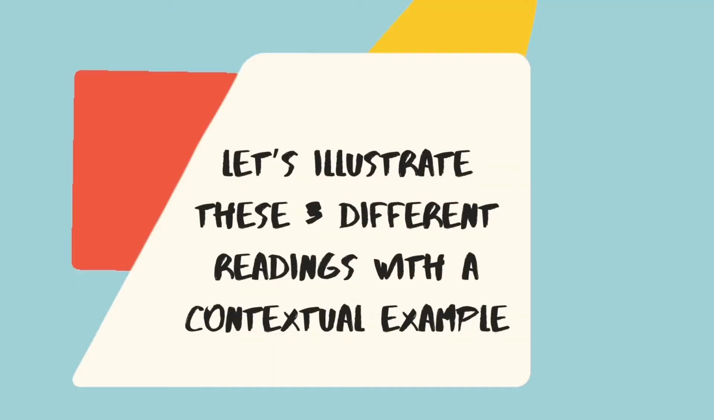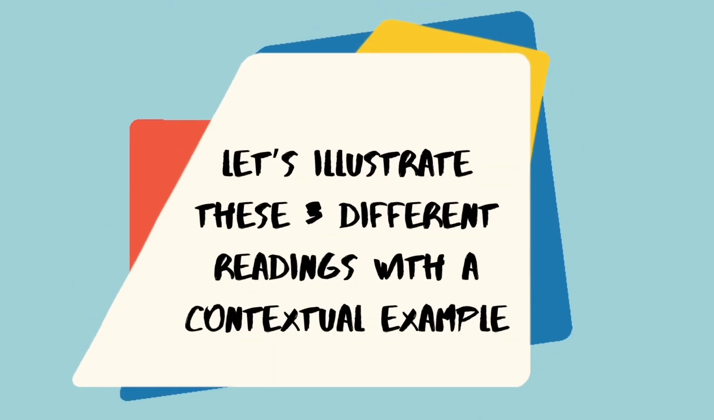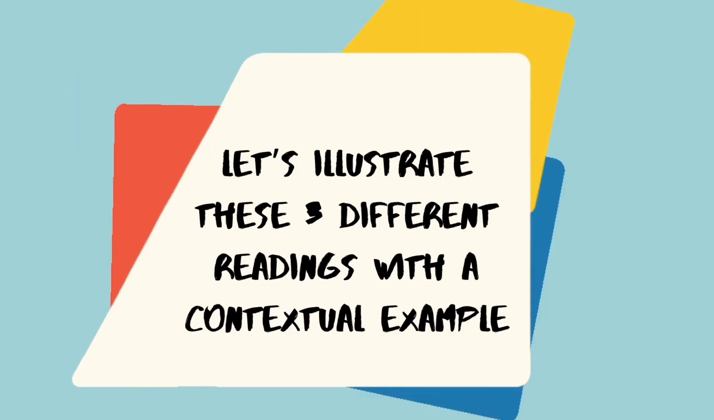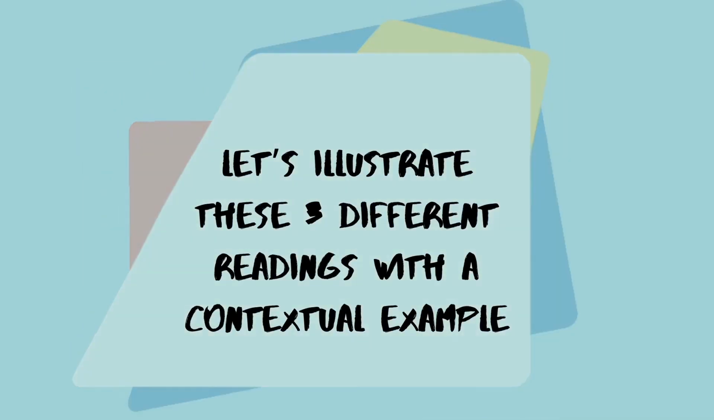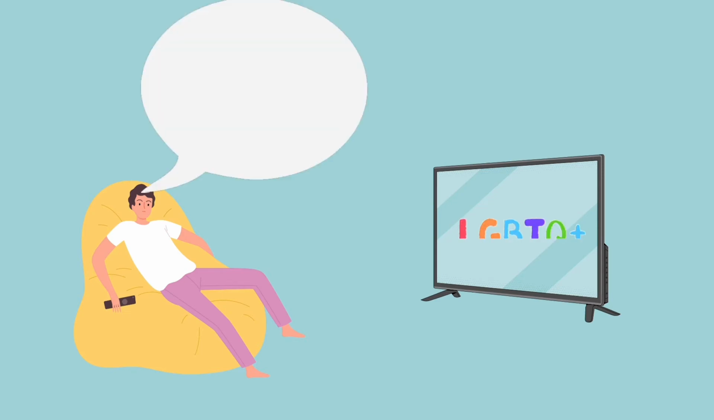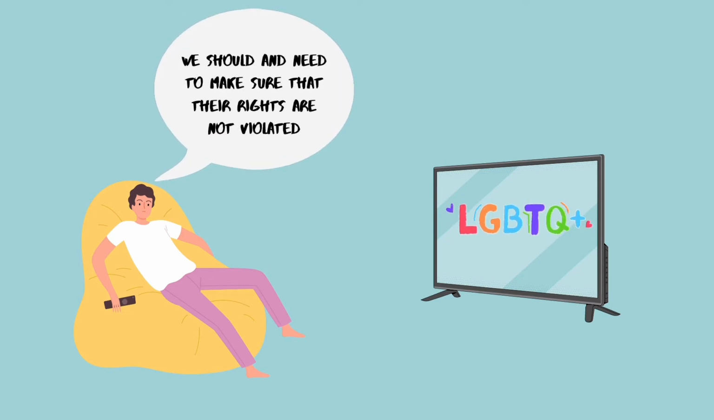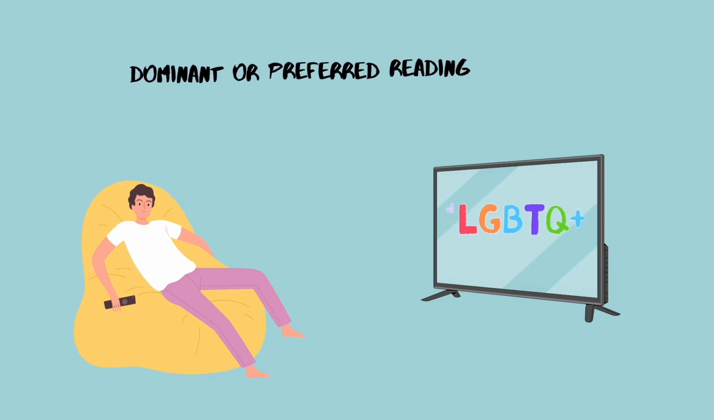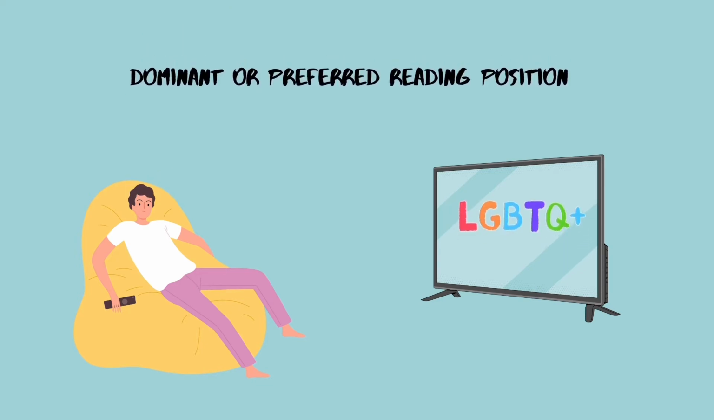To better understand, let's illustrate these three different readings with a contextual example. Nowadays, there are many media contents which talk about LGBTQ rights. So if you completely agree with their ideology and take the actual meaning directly and decode it exactly the way it was encoded, like yes, we should and need to make sure that their rights are not violated, then as an audience, you will hold the dominant or preferred reading position.